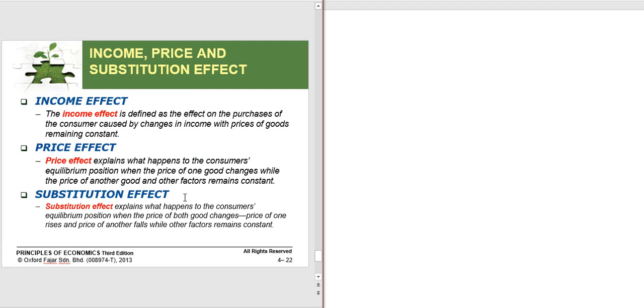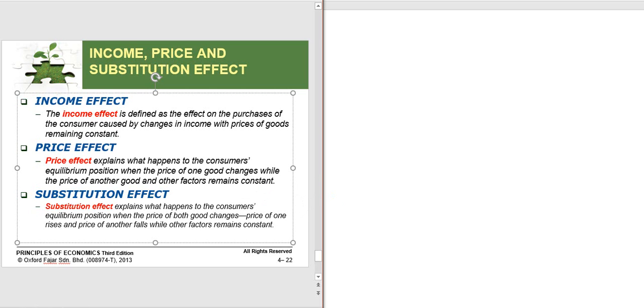Substitution effect is a situation when the prices of both products are changing. For example, the price of X increases and at the same time the price of Y decreases. That will also cause a change in the consumer equilibrium, and it is called the substitution effect. So, different changes in the prices of the two products.